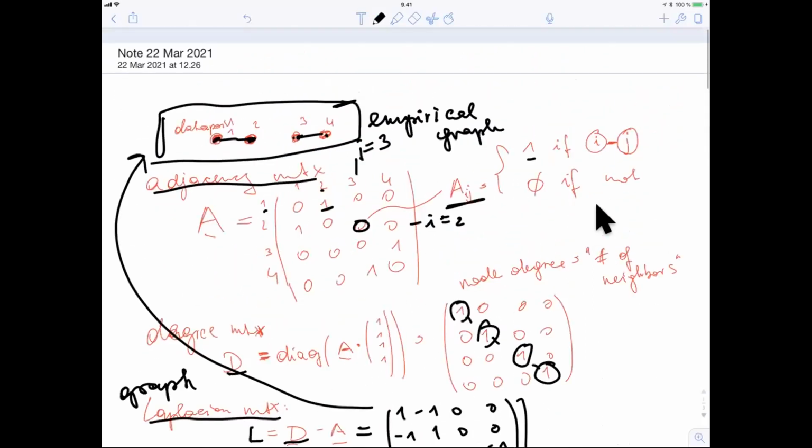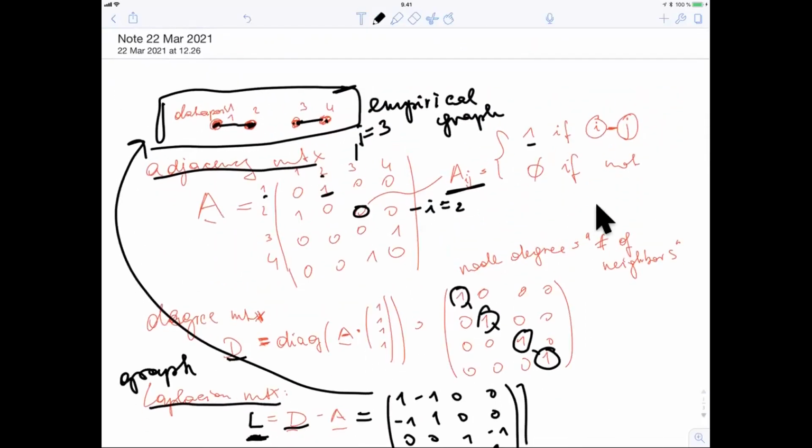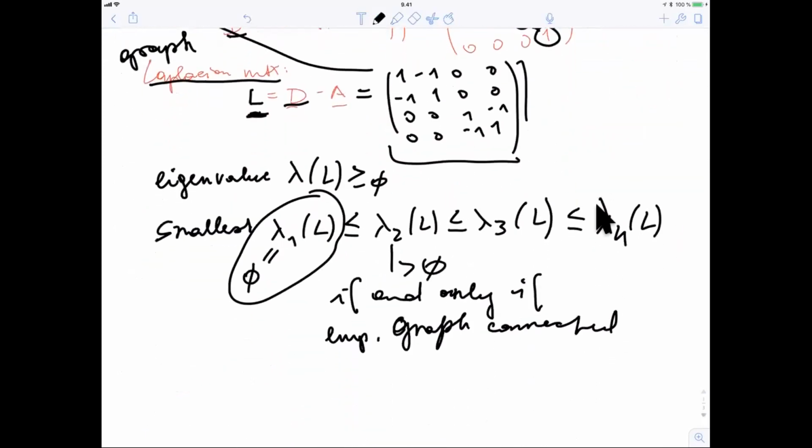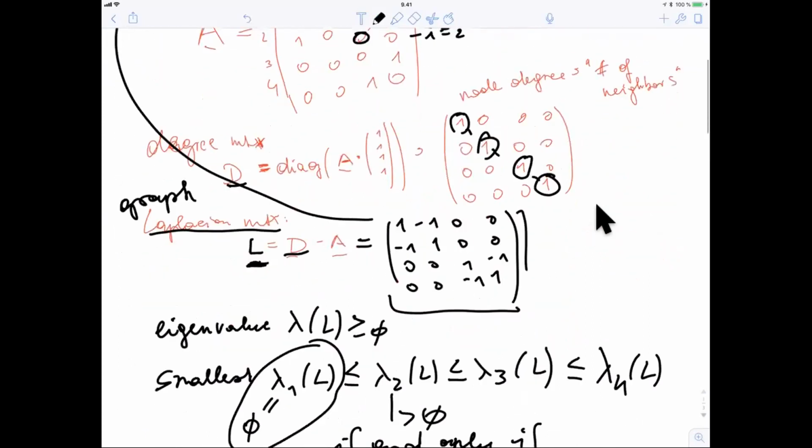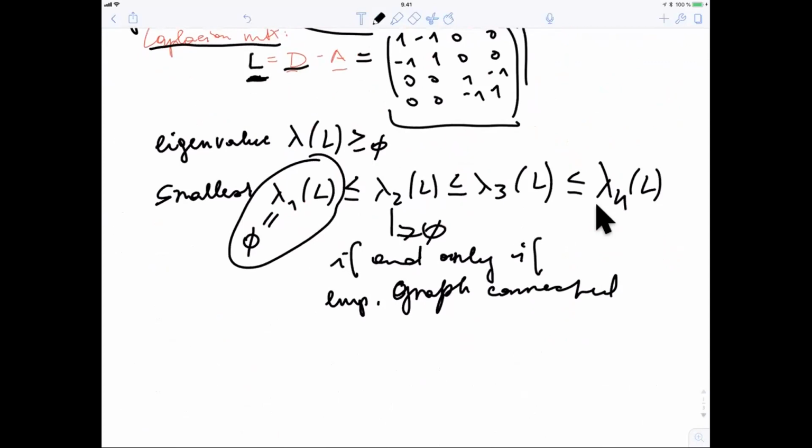However, in this case, we have two components. We have two clusters. Here one connected component and here one connected component. So the whole graph is not connected. We cannot move from this data point in any way to either 3 or 4. So it's not connected. And this reflects itself in the second eigenvalue, lambda 2, being equal to 0.